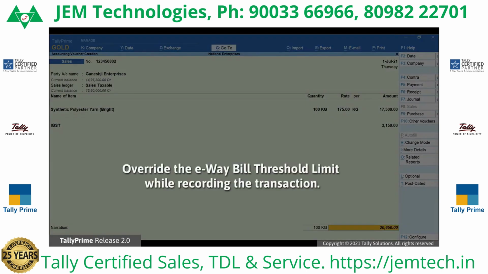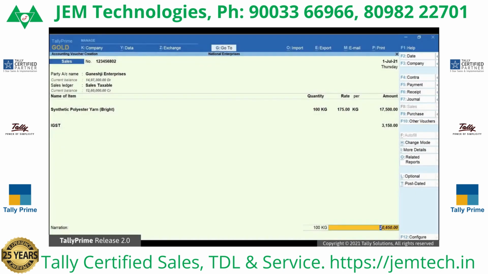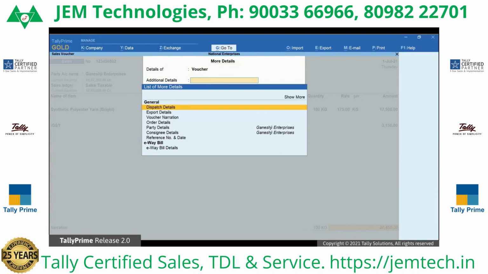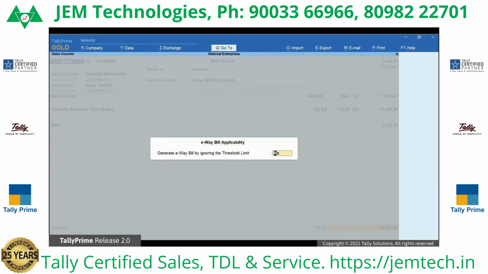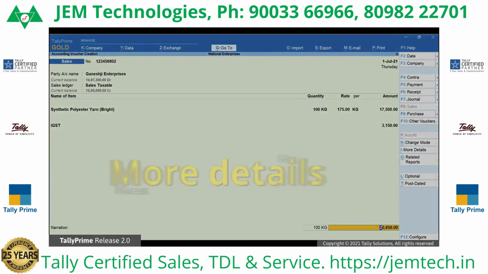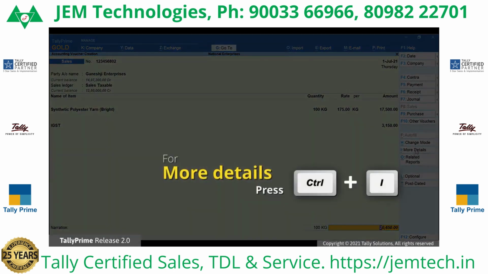You can override e-way bill threshold limit while recording the transaction. Click More Details or press Ctrl I, select Show More and press Enter. Select e-way bill applicability and press Enter. Now, set Generate e-way bill by ignoring the threshold limit to Yes. Press Ctrl I again.